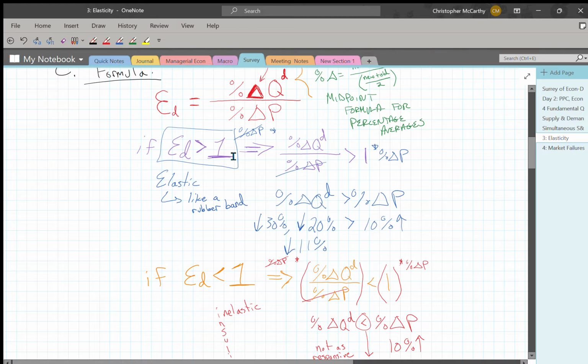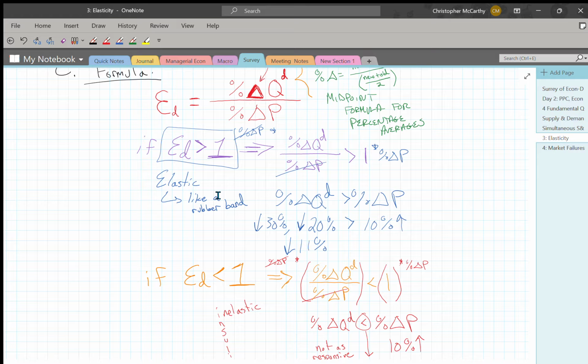If it's greater than 1, it's telling me that it's elastic. So it's like a rubber band. It adjusts, it stretches more than the price increase. So the quantity stretch is going to be more than the price increase. That's an elastic good. So very sensitive to prices.